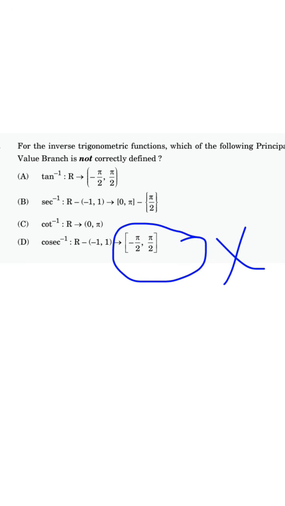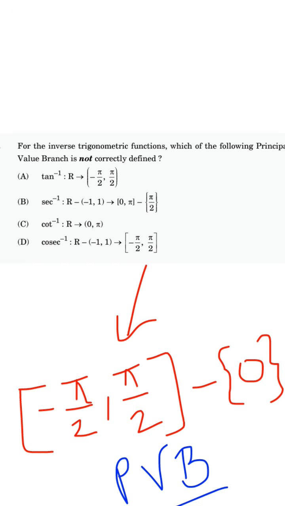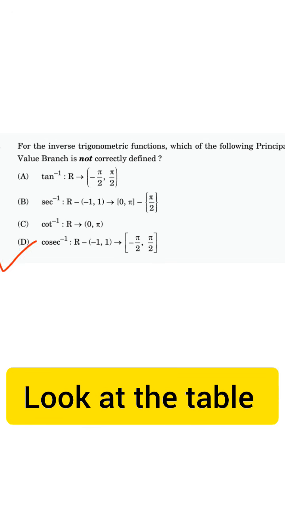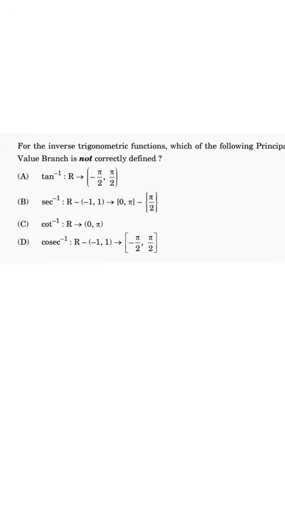And then you have cosec. cosec में गलती क्या है, यहाँ पे जो close interval दिया है -π/2 to π/2, हमें उसके साथ -0 भी करना है. So D option is the correct one, which is not correctly defined. I will just show you that table from the book.